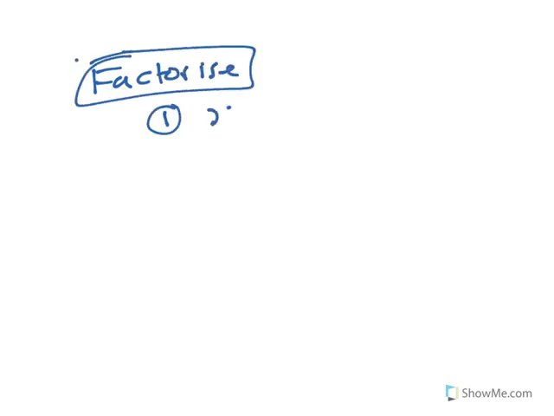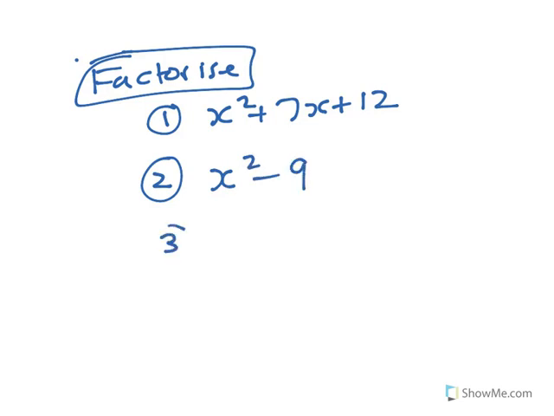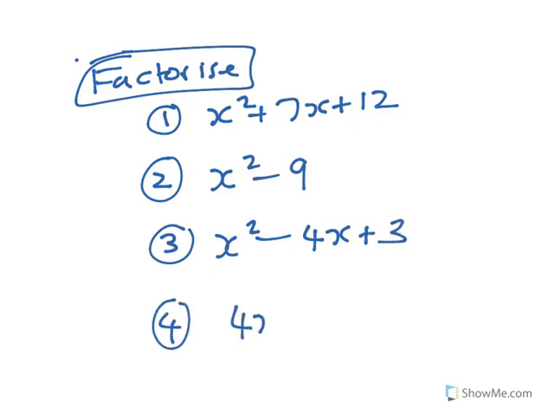All right. See if you can factorise these. You could stop the video and have a go at them. So factorising this, x squared plus 7x plus 12. x squared minus 9, x squared minus 4x plus 3, and 4x squared minus 36y squared. Okay, so have a look at those and have a go. Stop the video if you want and have a go.